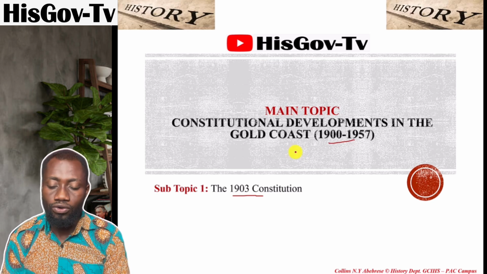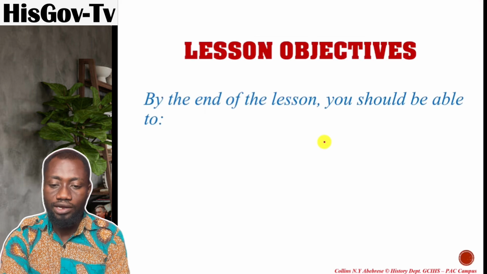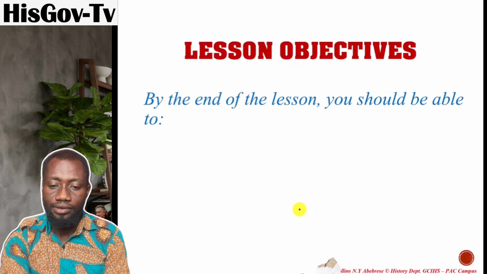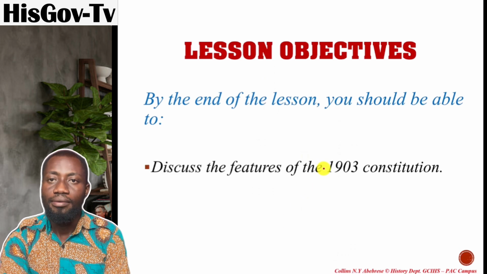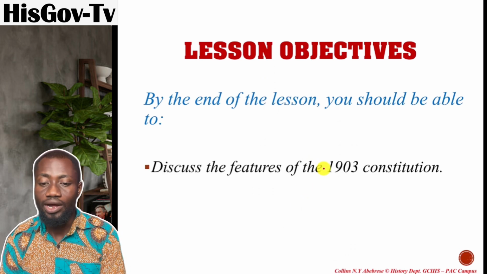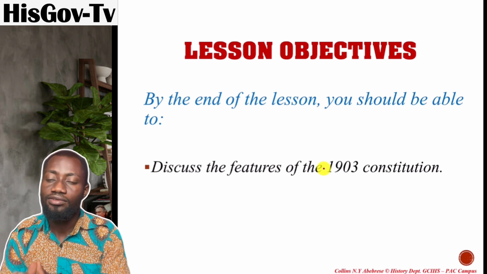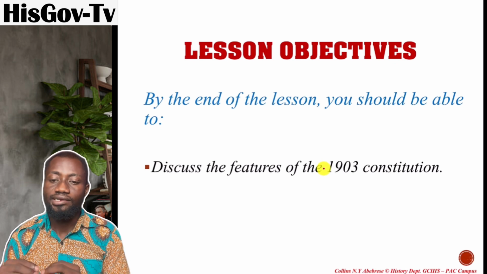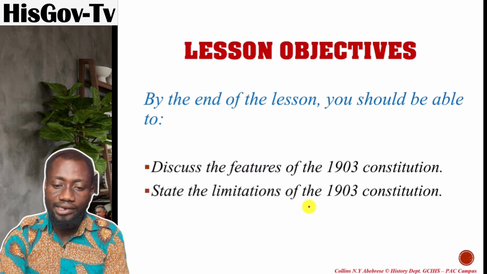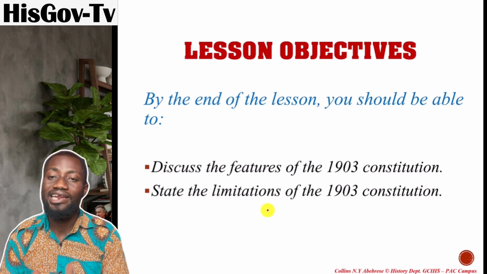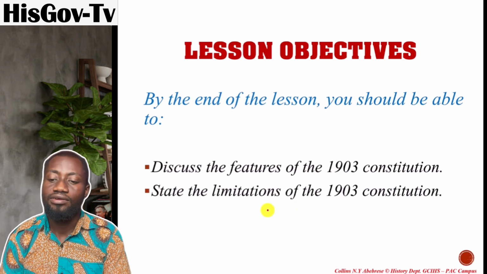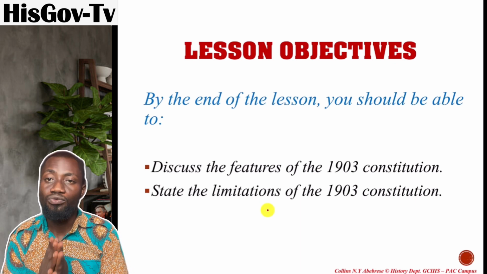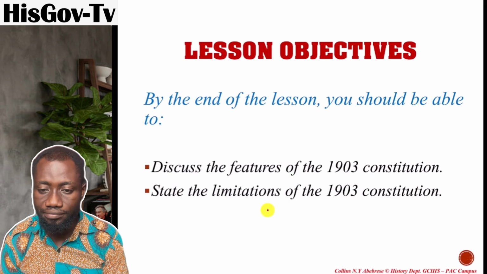Let's go and look at our lesson objectives for today. Our lesson objectives for today are quite simple. By the end of this lesson, you should be able to discuss some of the features of the 1903 Constitution. And then the next one, you should be able to state the limitations or the weaknesses of the 1903 Constitution.